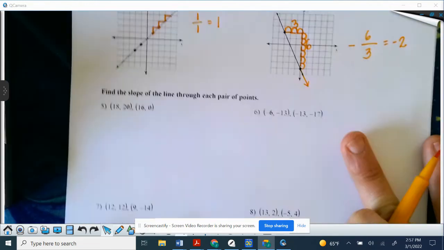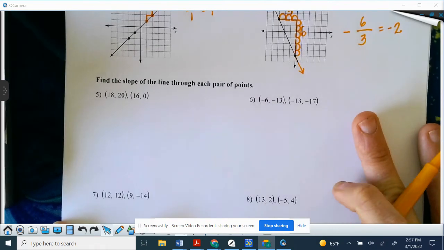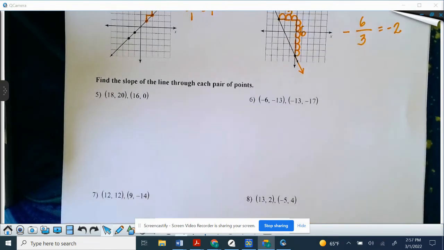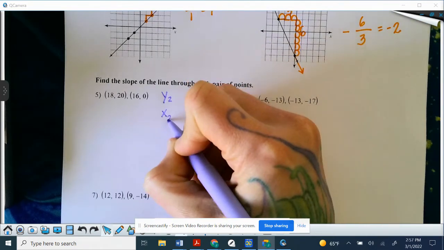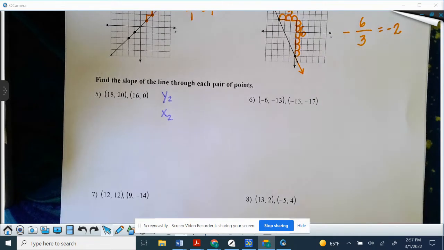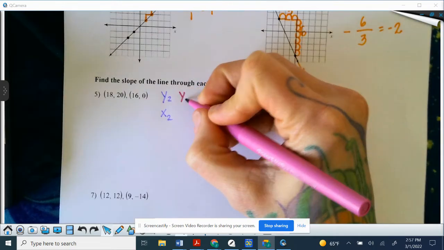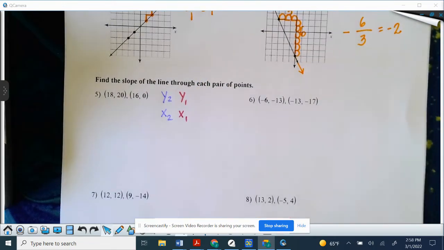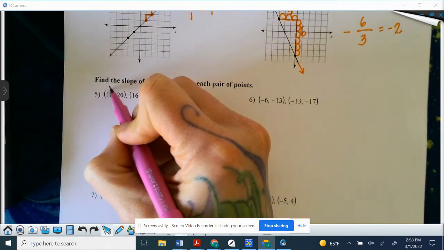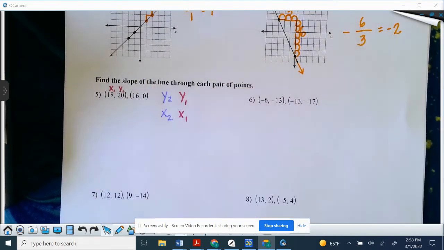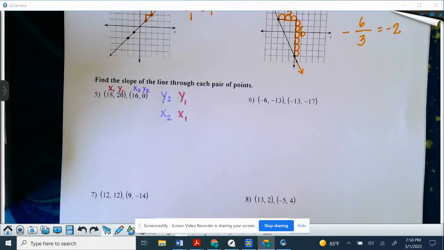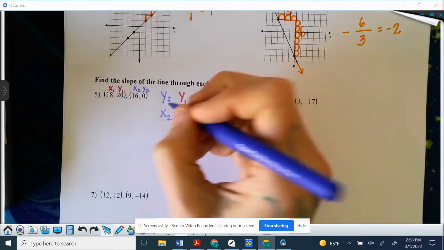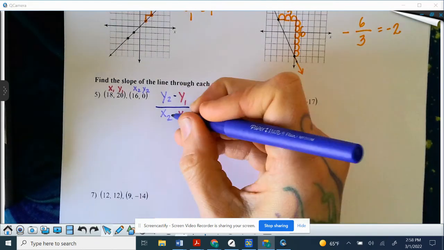Okay, so slope from points. There was an equation you guys learned: y2, x2, y1, x1, and this is your x1, this is your y1, this is your x2, this is your y2. And that equation was subtraction with y's on top. So you're going to take their difference and make sure y's on top, and that should give you slope.